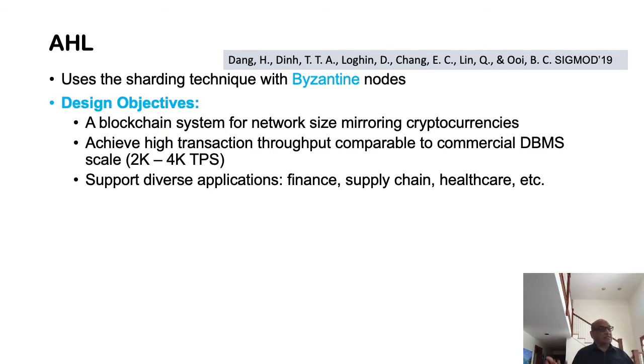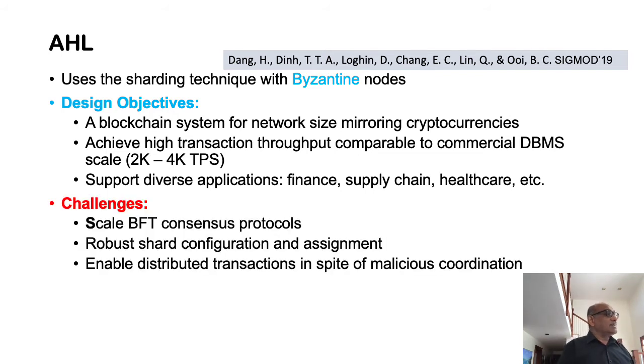So typically this is of the order of 2,000 to 4,000 transactions per second. And finally, they don't want a specialized application like a cryptocurrency application where transactions are in a very restricted format. They want to be able to support diverse applications in industries like finance, supply chain management, and healthcare. Okay, so once you have laid out the design objectives, immediately the challenges arise.